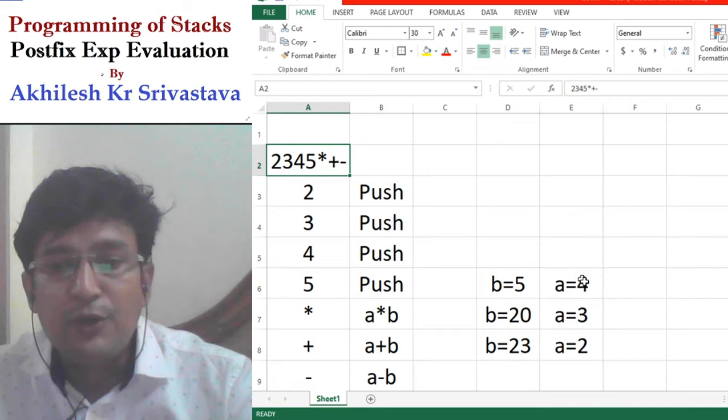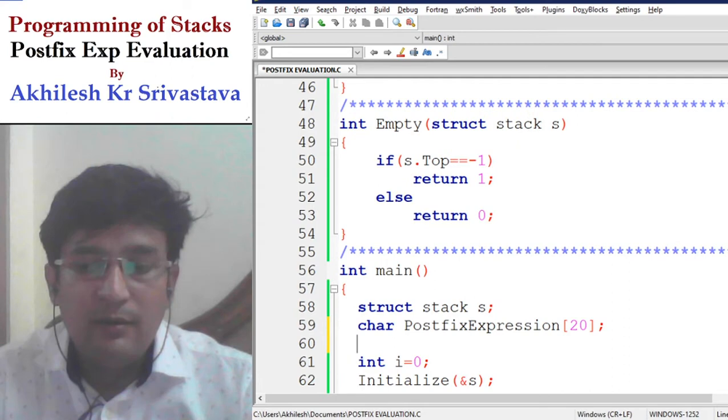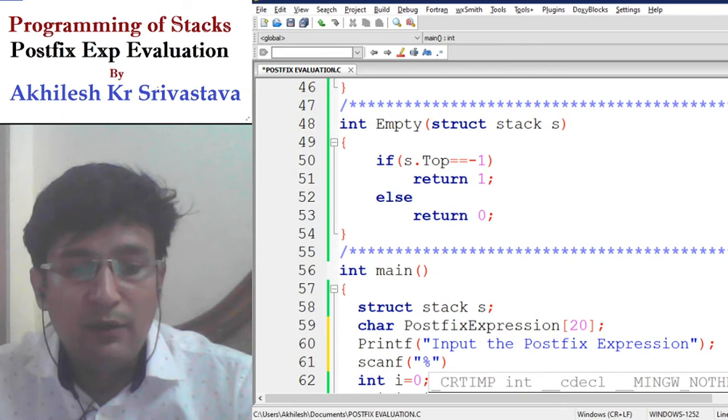So this is the program for the stack where we have already implemented the initialization operation, push, pop, stack top, and empty operations. We have already discussed these in the previous lectures. We just have to start with the evaluation of the postfix expression. So let's say we have taken the string postfix expression, and then we are expecting this input from the user. So this input is taken from the user.